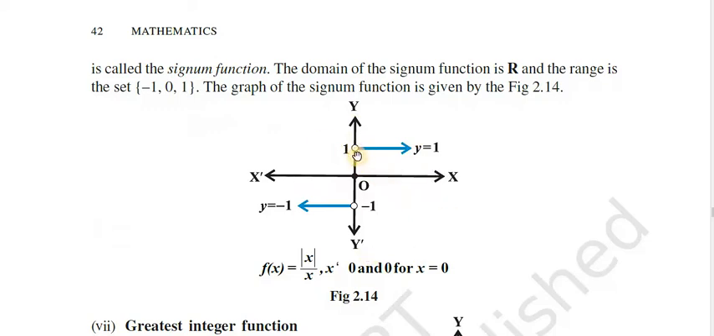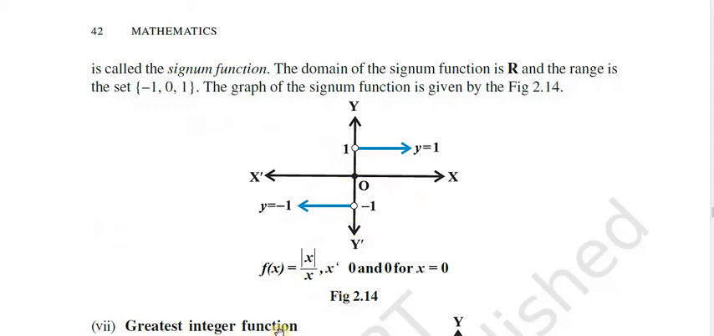So here this line is excluding the point (0, 1). The point (0, 1) is not in this graph, and after that you will have a ray. It will be 1 for every other real number greater than 0. It is minus 1 for negative numbers, and 0 for 0, like this. Okay, so this is the graph.